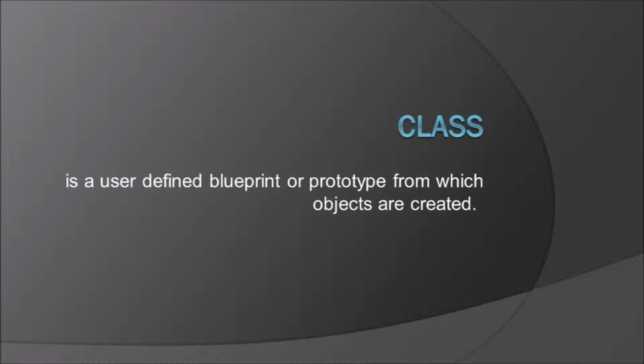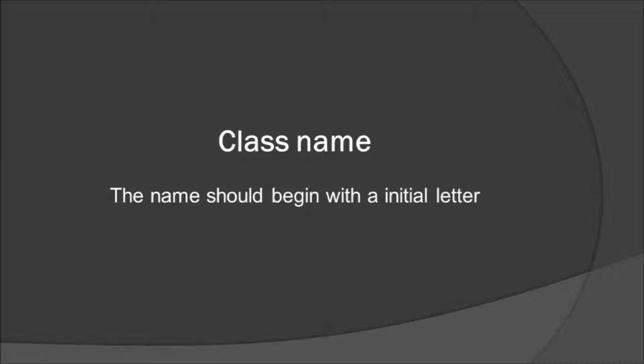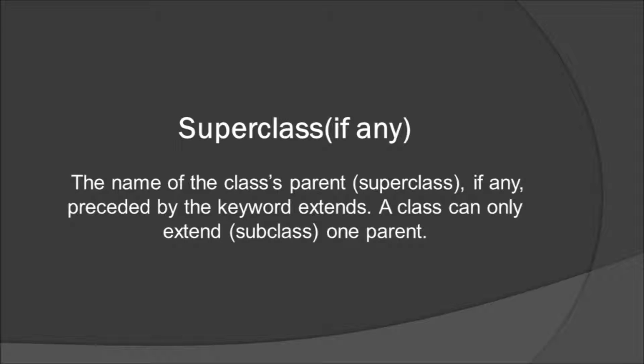In general, class declarations can include these components, in order: Modifiers. A class can be public or have default access. Class name. The name should begin with an initial letter. Superclass, if any. The name of the class's parent, if any, preceded by the keyword extends. A class can only extend one parent.